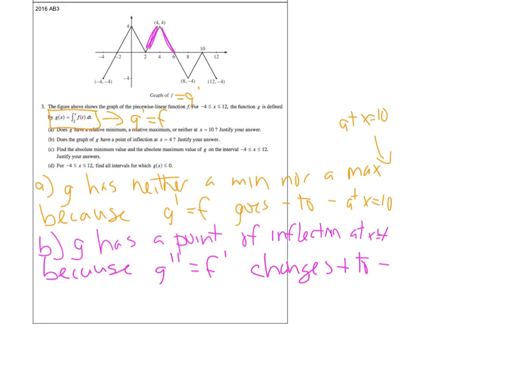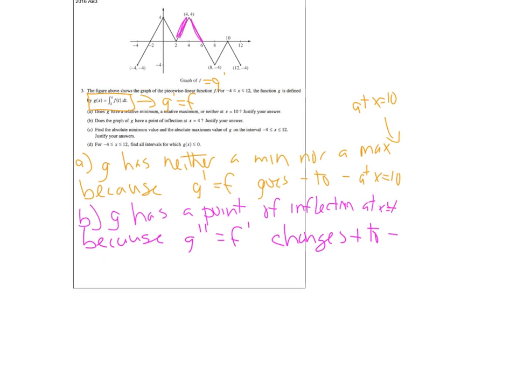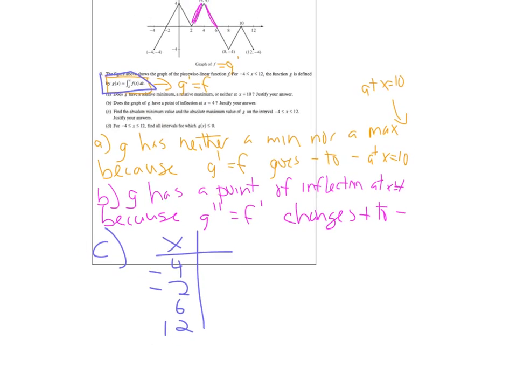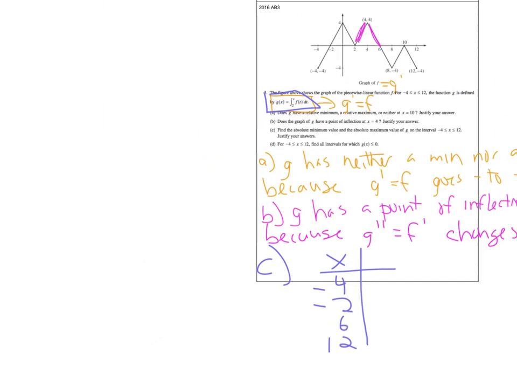And then for part C, find the absolute minimum and absolute maximum. So I need to consider the endpoints and everywhere that the derivative changes sign. That's going to be negative 4, negative 2, 6, and 12. And g is the integral from 2 to x. So the integral, maybe I'll make these a little bigger, I guess? Is that a bad idea? I'll do it over here.